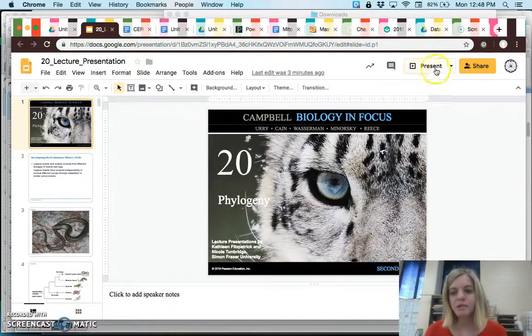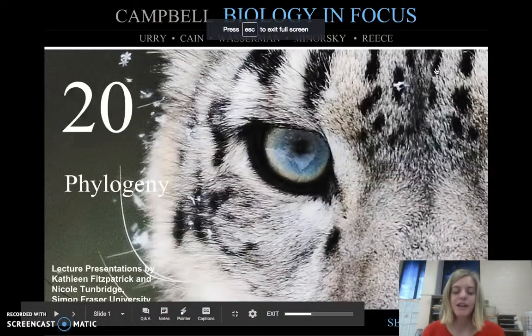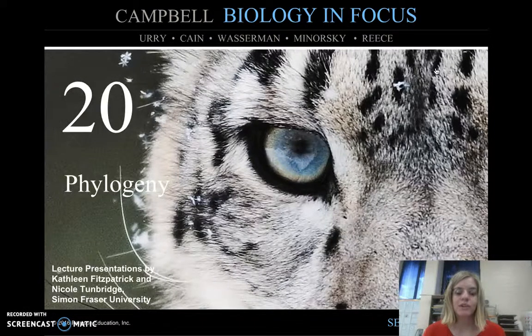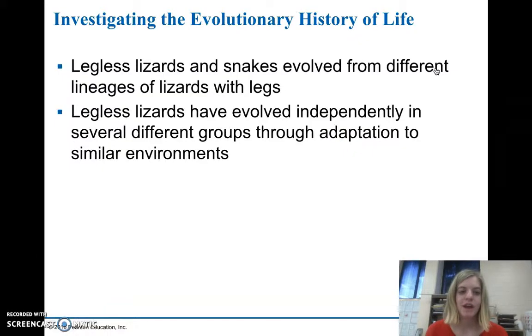So in chapter 20, we are focused on something known as phylogeny, and this is really how scientists try to make sense and model evolutionary relationships between different organisms. For example, we have in existence legless lizards and legless snakes. Obviously, snakes don't have legs, but there's also legless lizards, and we have found that these creatures have evolved from different lizards with legs. So in studying their relationships to each other and to other organisms, it was found that lizards without legs have evolved independently in several different groups through their adaptation to similar environments.